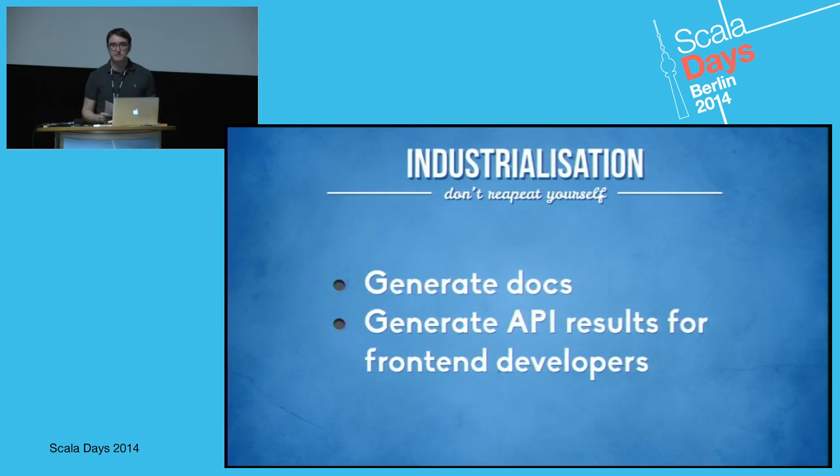Industrialization is one of my favorite aspects of code quality assurance. It also uses your runner, and you can use it to produce documentation, for instance, HTML files, anything you want, really. I guess some of you are familiar with the Play Framework API documentation. This documentation is actually entirely generated by Jenkins CI, and it's pushed automatically to a Git repository.